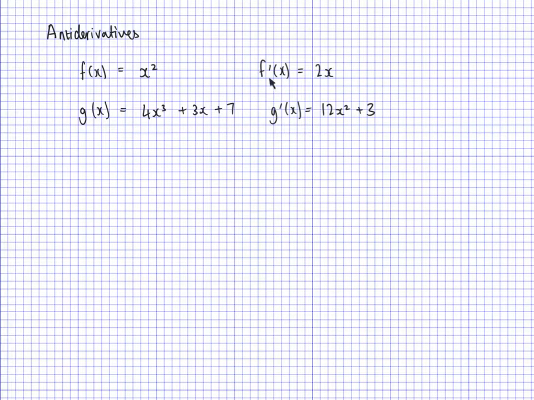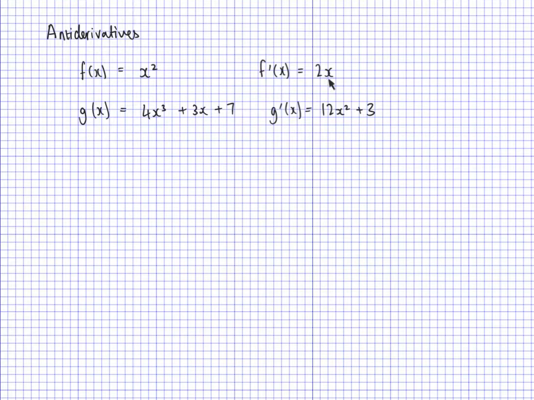Here, same thing. If I was to find a way to get from 2x back to x squared, this is finding the antiderivative of the function 2x. Now, sometimes we might be interested in finding the antiderivative of this function. When we're finding the antiderivative of this function, we denote that with a capital F of x. And also sometimes we might be looking for the antiderivative of this function, and that would be denoted with a capital G of x.